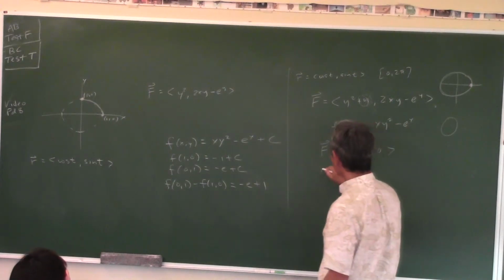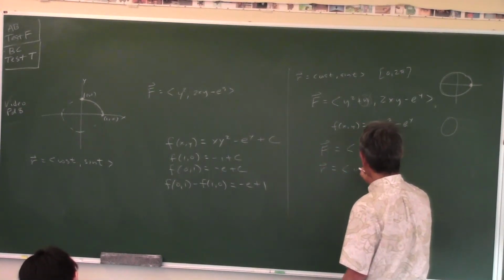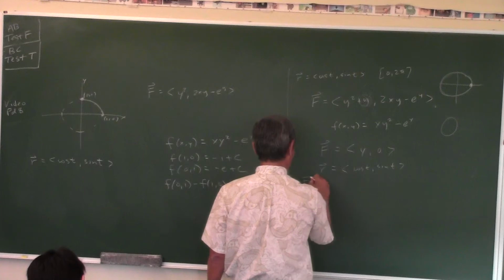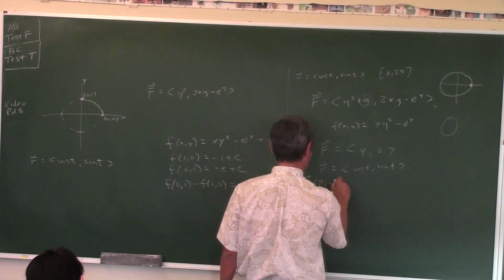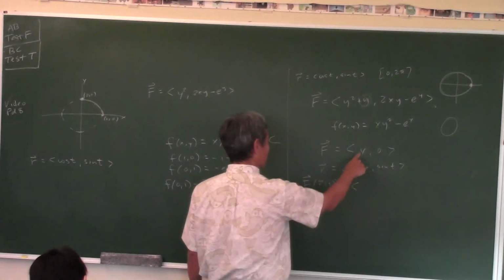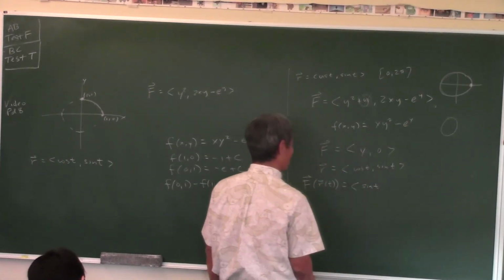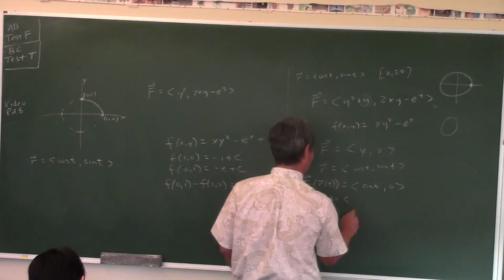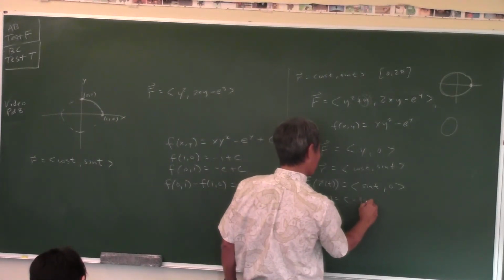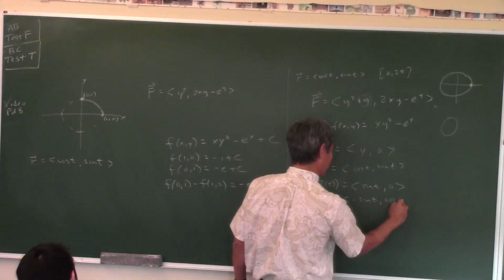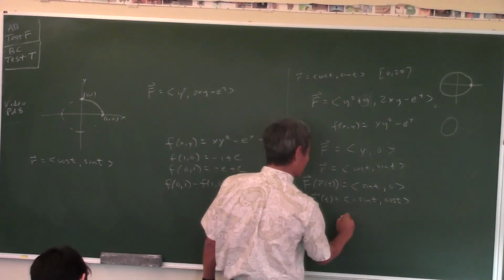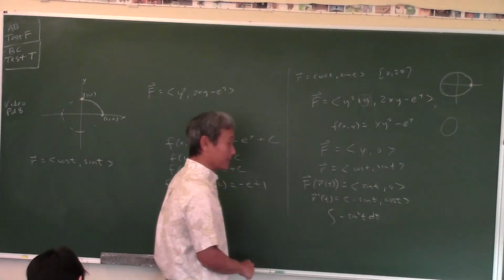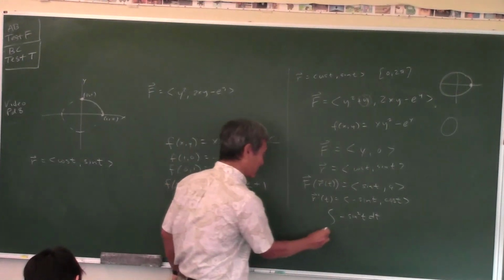So here is F. What is r, the position vector? Cosine t, sine t. So what is F of r of t? It's just y, so it's sine t, and then 0. And then what is r prime of t, the velocity vector? r prime is going to be negative sine, cosine. Take the dot product: this times this is negative sine squared t, and that times that is 0. We're going to integrate that with respect to time from 0 to 2 pi.